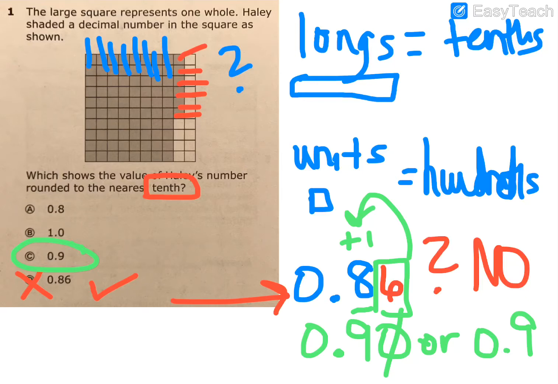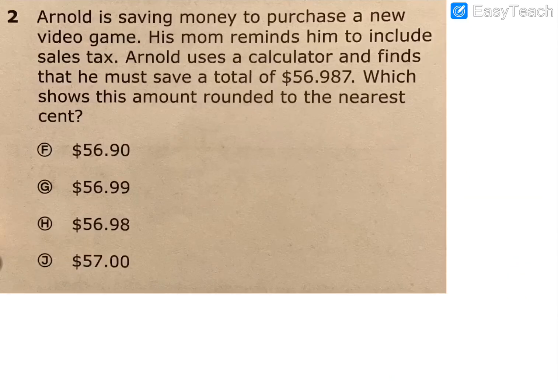I'm going to go ahead and go to the next problem. Arnold is saving money to purchase a new video game. His mom reminds him to include sales tax. Arnold uses a calculator and finds that he must save a total of $56.987. Oh my gosh, that number sounds so crazy, right? I know, because we don't have money that goes out to the thousandths place. So the question is, which shows this amount rounded to the nearest cent?